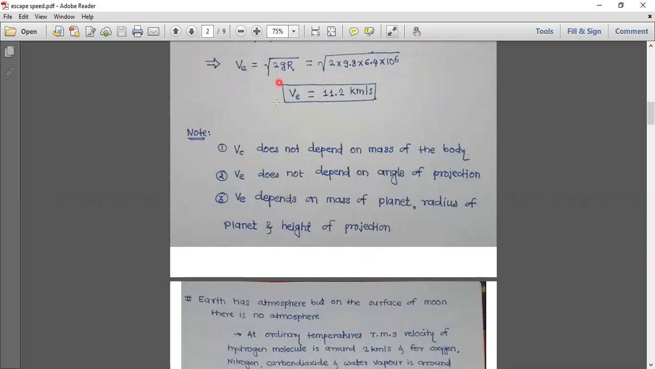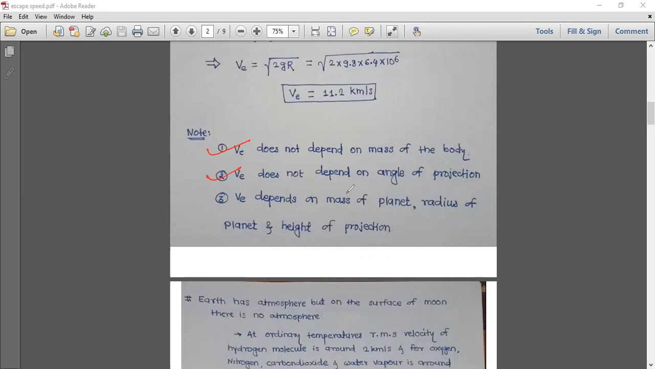Okay, what is the first point? Escape speed is not dependent on the mass of the body. So whatever the mass of the body is, the one which we are projecting, either it is very tiny like an atom or a very big satellite, for both the escape velocity is the same, or the escape speed is the same. It does not depend on mass.